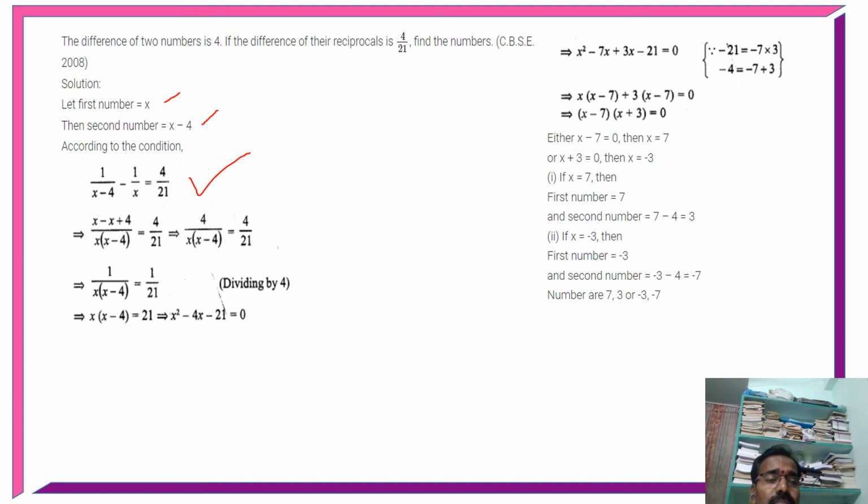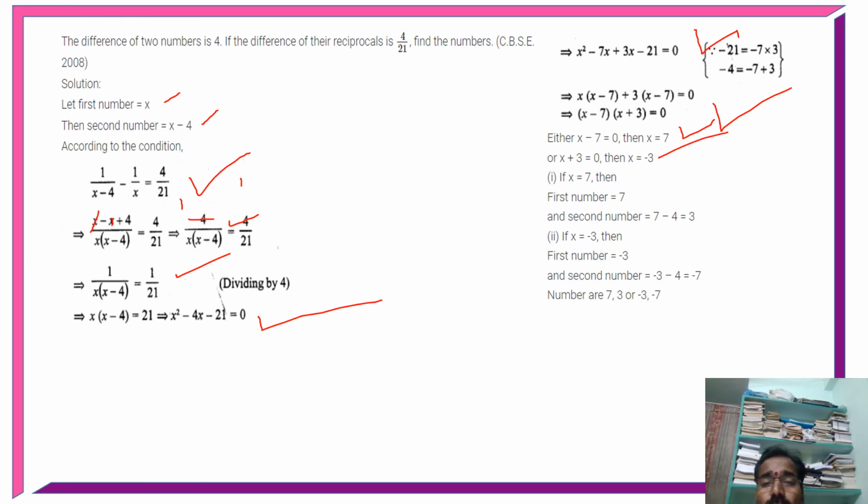Again take the LCM, and the signs change, minus into plus, and plus minus x cancel. Again we have here 4 equal. If you transpose, we can cancel directly. So we have here 1 by x of x minus 4 into 1 by 21. Do cross multiplication. We have x of x minus 4 equal to 21. Then we got a quadratic equation. Apply the splitting of middle term method. Then we have x equal to 7, x equal to minus 3.